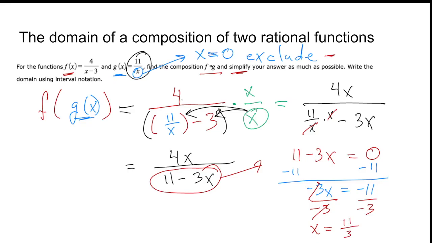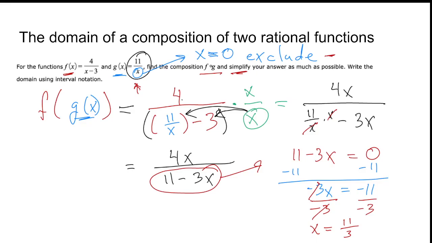Now, 11 thirds would work in g of x, right? Up here, 11 thirds is okay, but if we put in that 11 thirds, by the time we're done, it's going to get us a division by 0, one way or another.